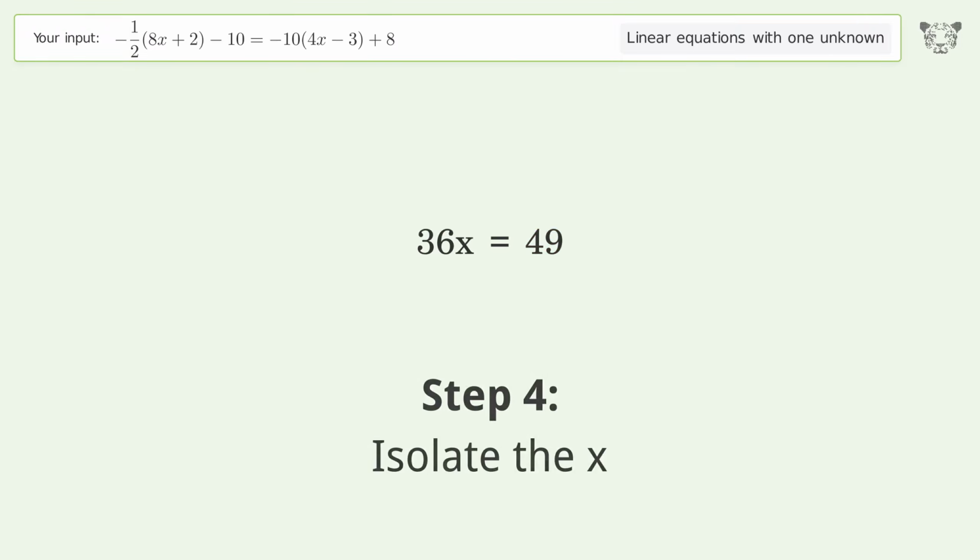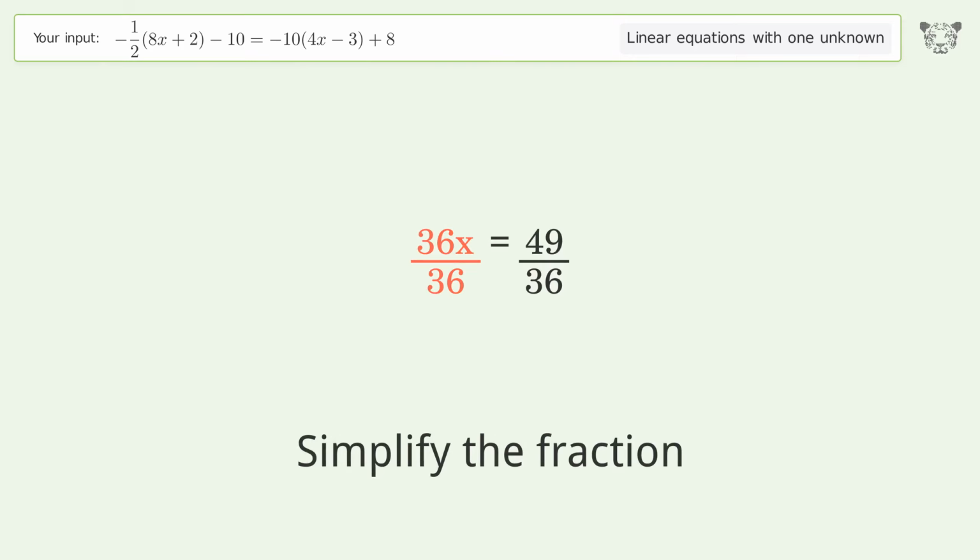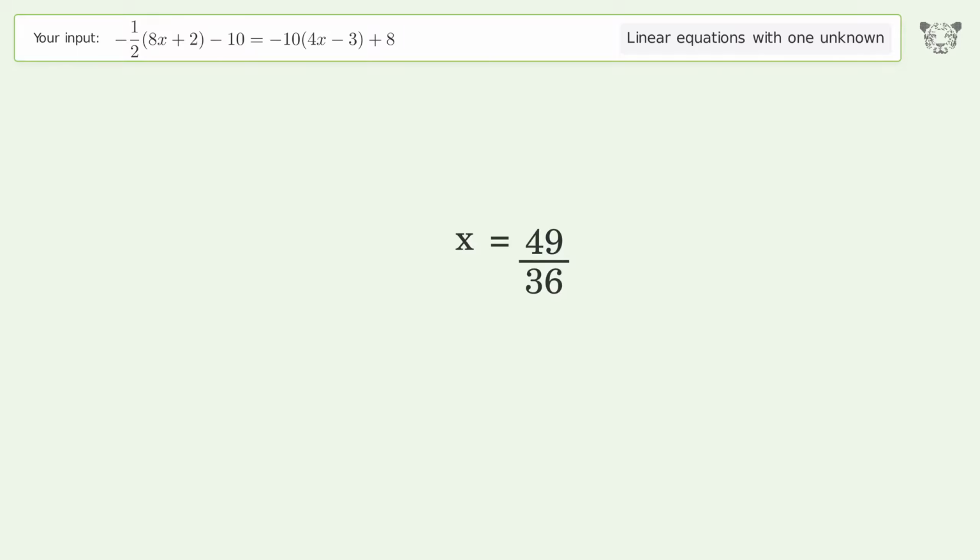Isolate the x. Divide both sides by 36. Simplify the fraction. And so the final result is x equals 49/36.